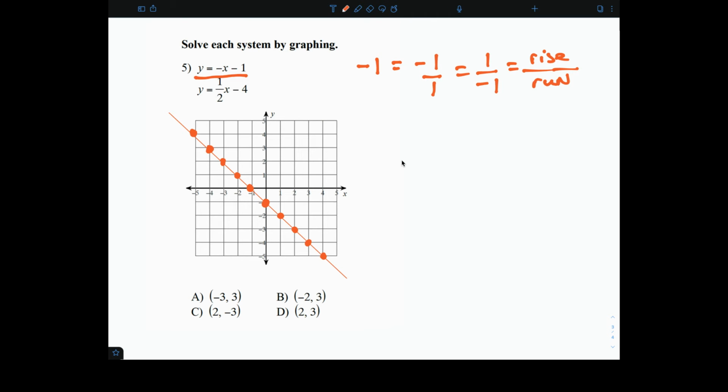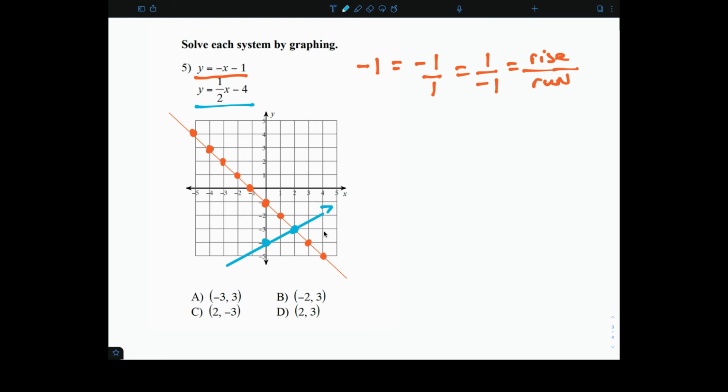Now we'll graph the next one. The next one I'll go ahead and do in blue. We're going to start at -4 because that's the y-intercept. This one goes up 1 over 2. Now we can quickly see that that is the point of intersection.